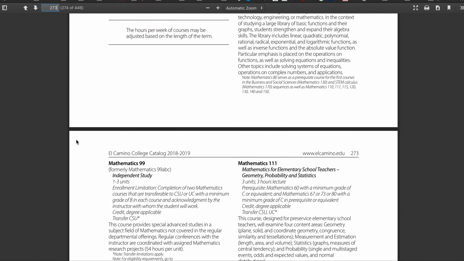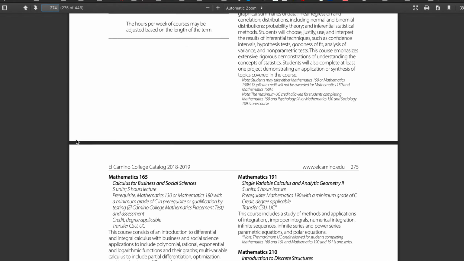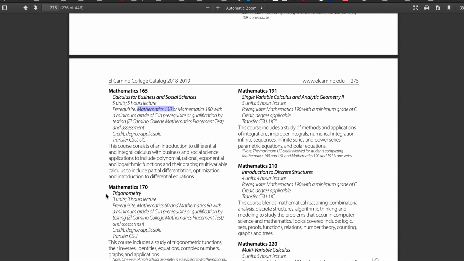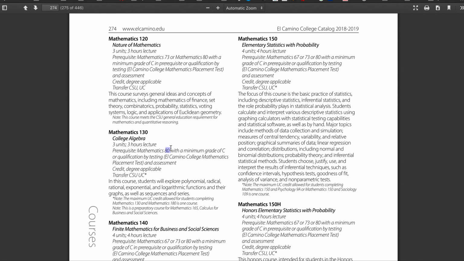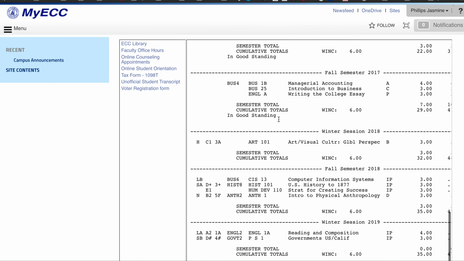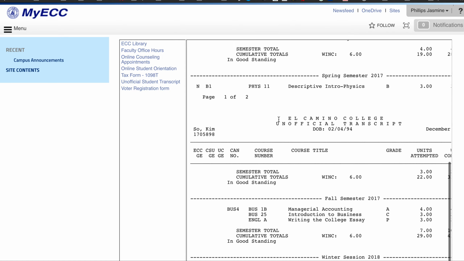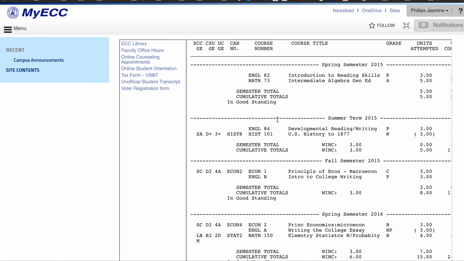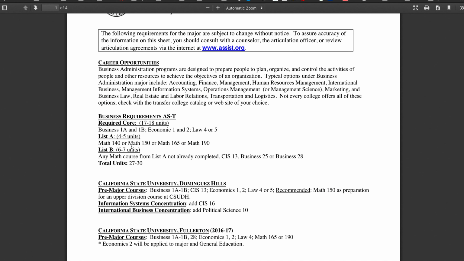And math 165 has a prerequisite. Calculus for business. The prerequisite is 130 or 180, but 130 is easier. Prerequisite for 130 is 80. So I see that you've already done math 73 because you've moved on to statistics. So what I would do if I was you is I would just talk to a counselor to see if you can get that waived to go into the 130 and the 165, or you could look at the 140.